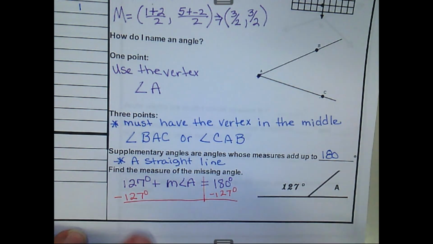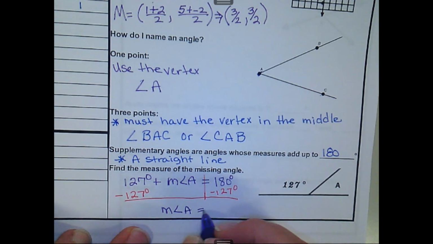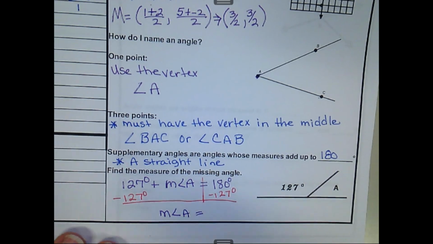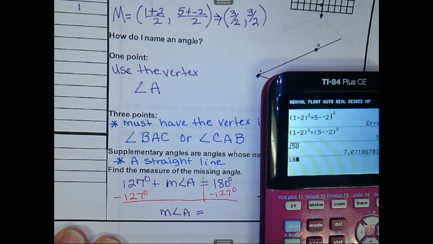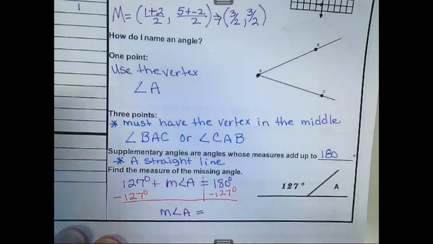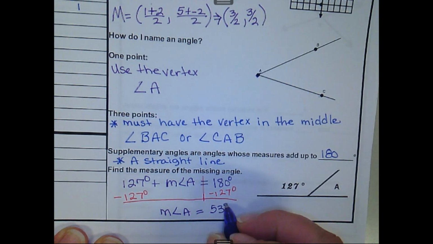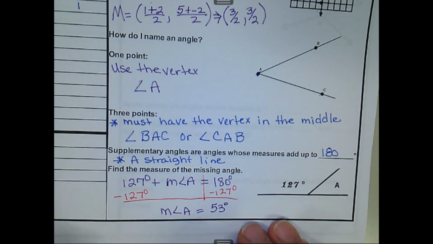So the measure of angle A is equal to, if I use my calculator, 180 minus 127, which gives me 53. And that is 53 degrees. Make sure you use your units.